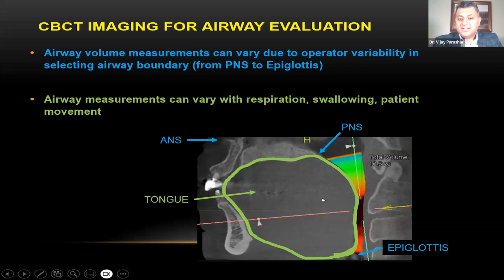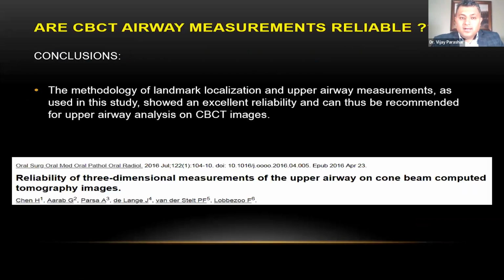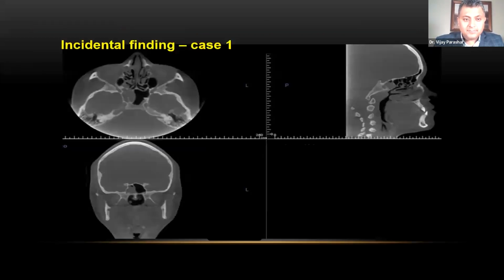Another thing, this big tissue that I'm trying to show is the tongue. If the patient swallows or if this tongue moves, that can also alter the airway numbers. There was a study done to see if the airway numbers that I'm sharing with you are reliable on cone beam CT images. And again, this study shows that yes, they are reliable.